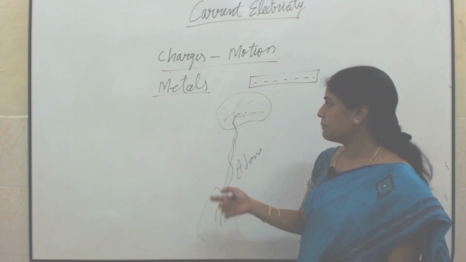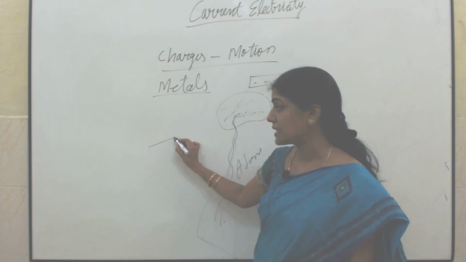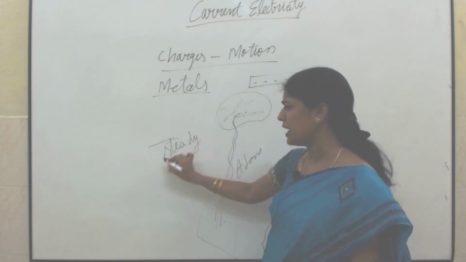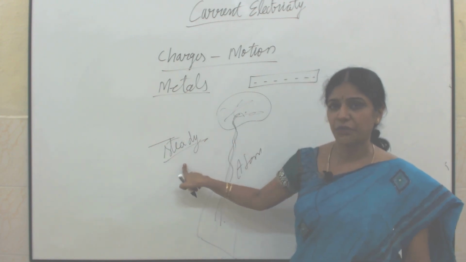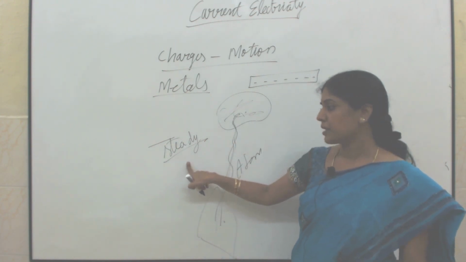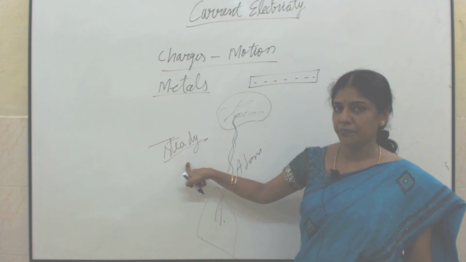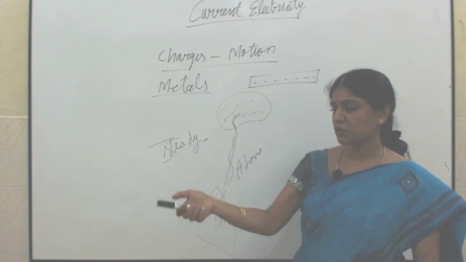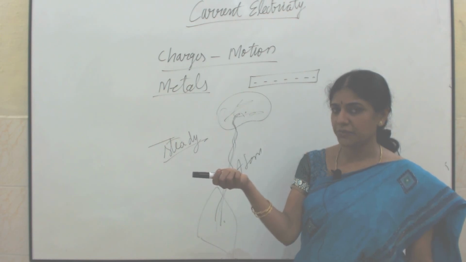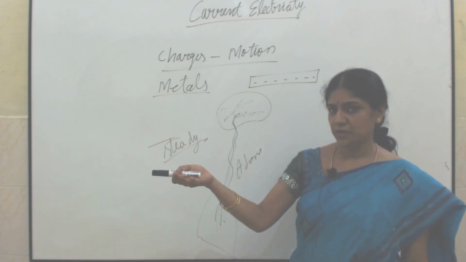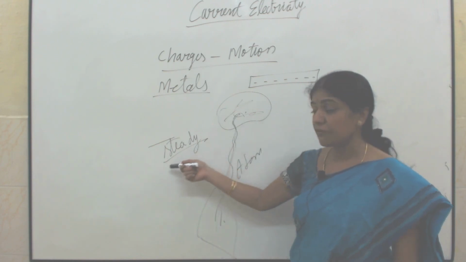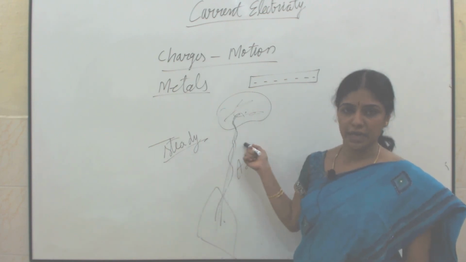Can you say some examples where the charges are flowing in a steady manner? In our everyday life we can give so many examples where the charges are flowing in a steady manner. Can you say any one example? Imagine this is a torch light. What happens when you switch on the torch? You can see the light coming out of it. In the torch light, the charges are flowing in a steady manner.